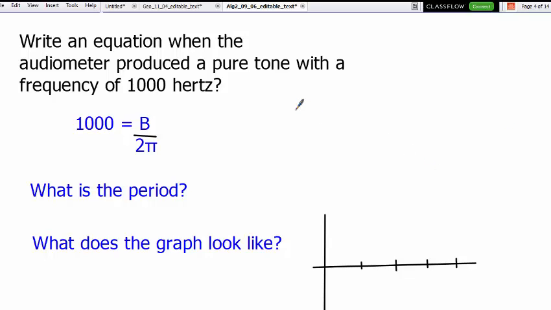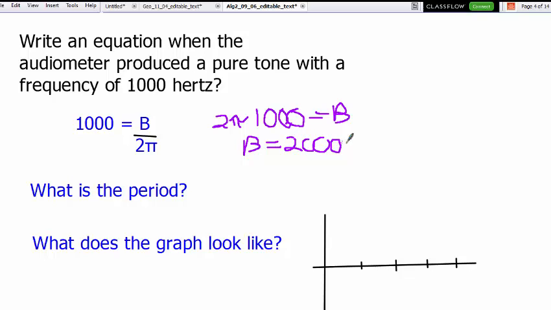So if we want to write an equation when we have a tone that has a frequency of 100 hertz, we're going to say 100 equals B over 2 pi. In order to solve that, we're going to multiply both sides by 2 pi. And so B ends up being 2,000 pi.